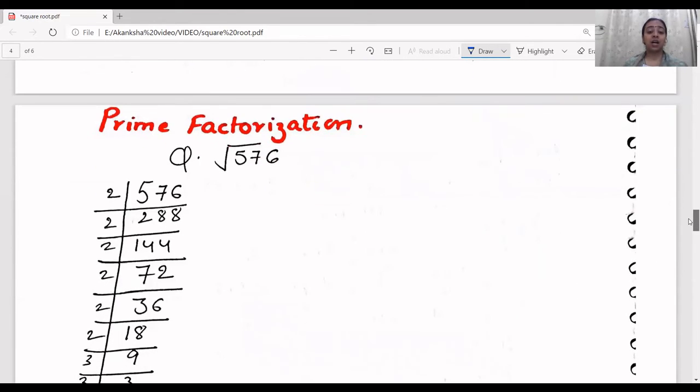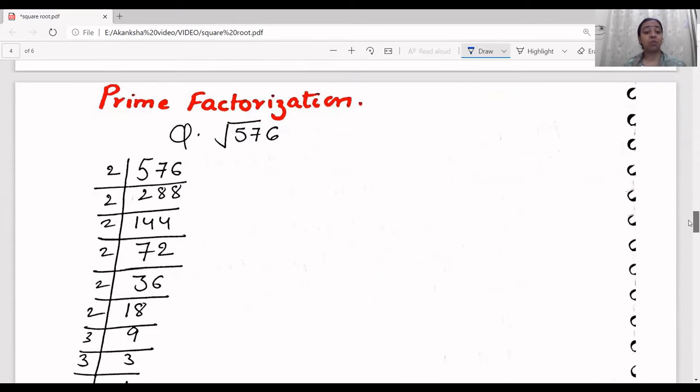Let's move ahead to prime factorization. Now, prime factorization means you're going to factorize into prime numbers. So what is prime factorization? Prime factorization is when you factorize a number into its prime numbers. Let's see, we are supposed to find the square root of 576. Let's see how we'll be doing it.